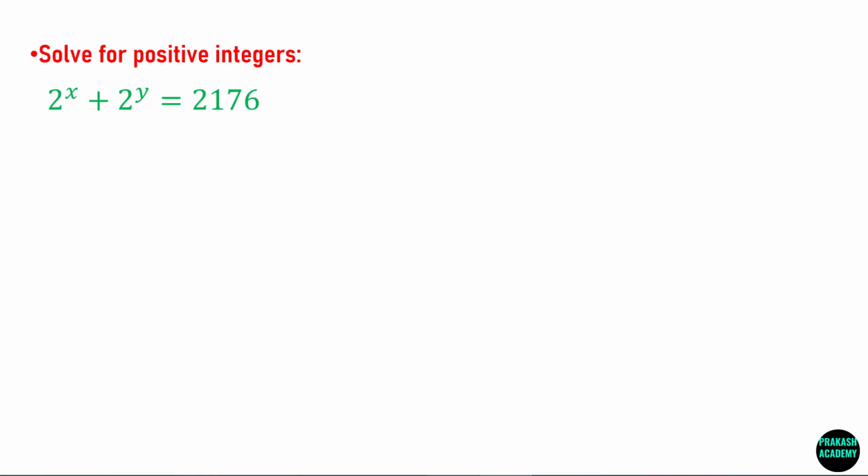In this problem, we have to solve for positive integers. The equation is given: 2 raised to the power x plus 2 raised to the power y is equal to 2176. So you have two unknowns, x and y, and one equation. How will you solve this problem? And one extra condition is given: x and y are positive integers.